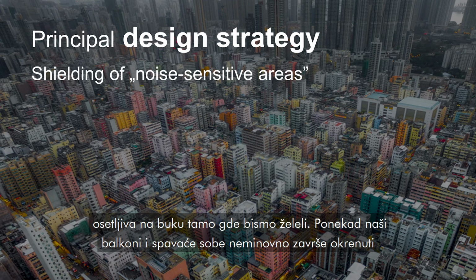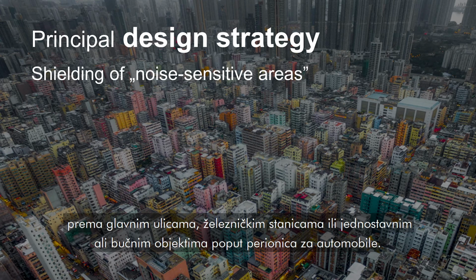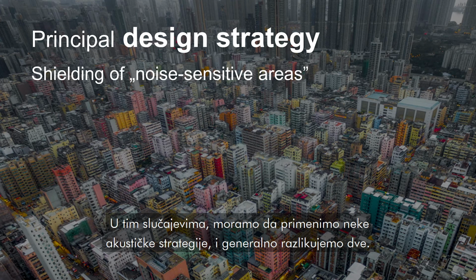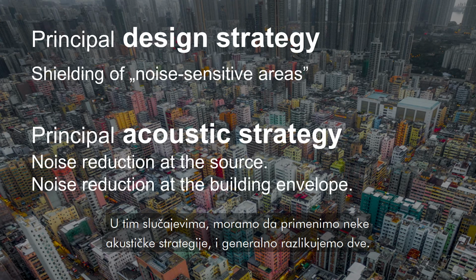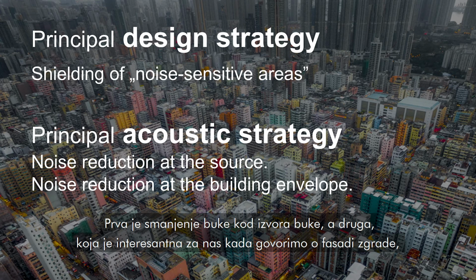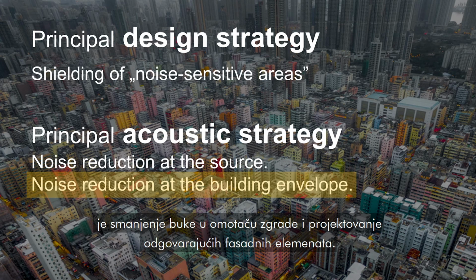Because sometimes our balcony and bedroom inevitably ends up facing the main street, the train station, or just some simple noisy object like maybe a car wash station in front of our home. And in those cases, we do have to apply some acoustic strategies. Generally, we differentiate two acoustic strategies. First one is the noise reduction at the source of noise, and the second one, which is interesting for us when we discuss the building facade, is the noise reduction at the building envelope and the design of suitable facade elements.